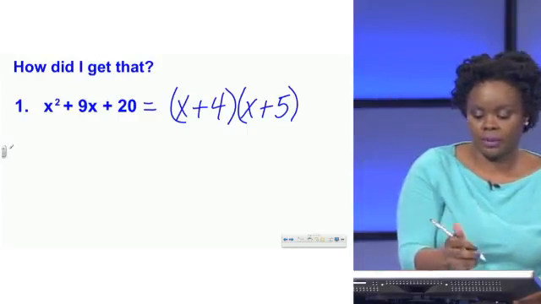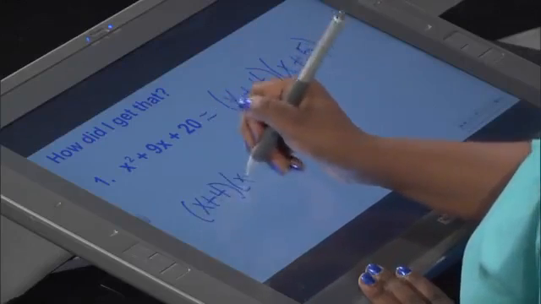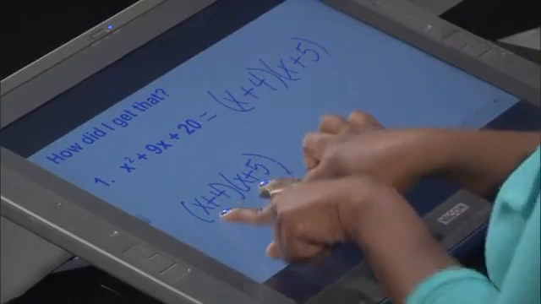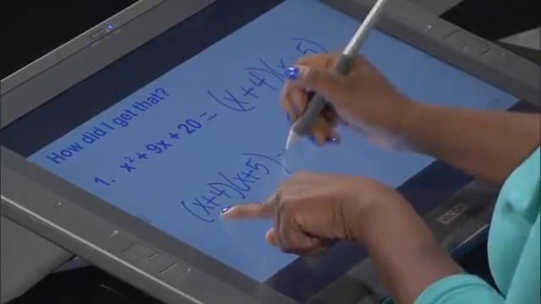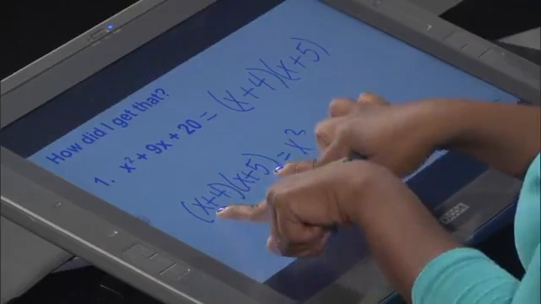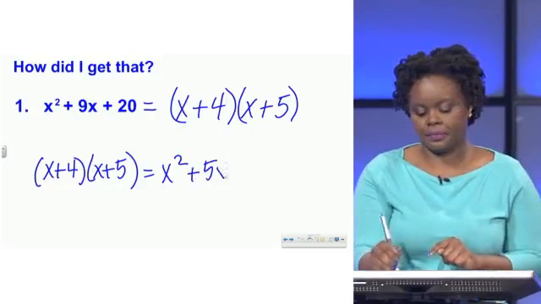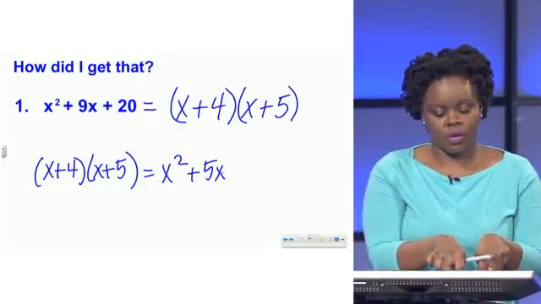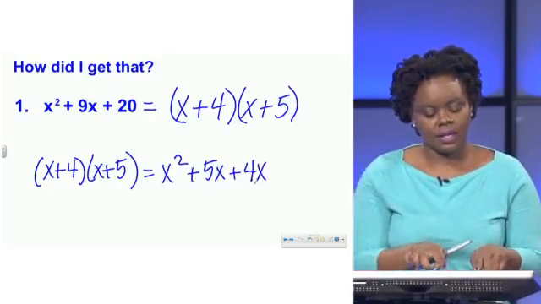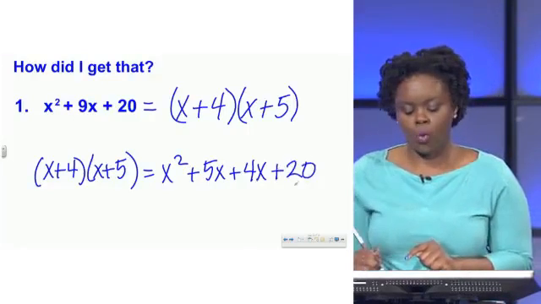Okay, so if you multiplied that out, that x plus 4 times x plus 5. Okay, so FOIL, right? So x times x, that's x squared. Outer, x times 5, that's 5x. Inner, 4 times x, that's 4x. And then the last, 4 times 5, that's 20.